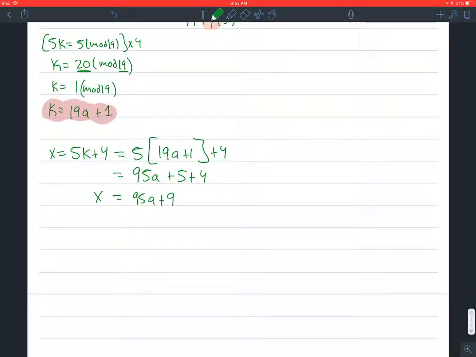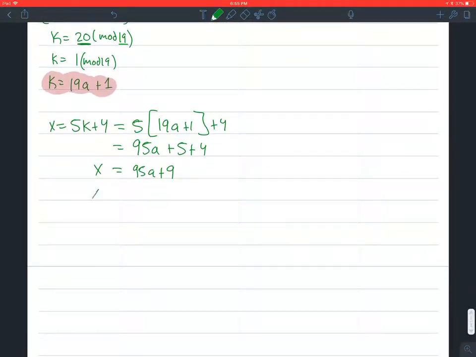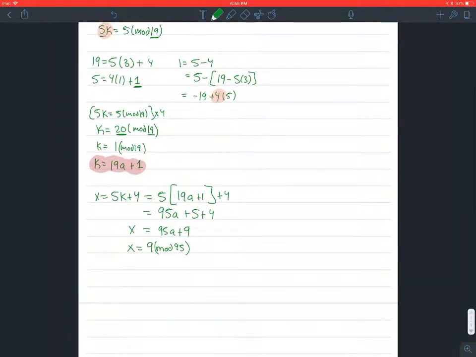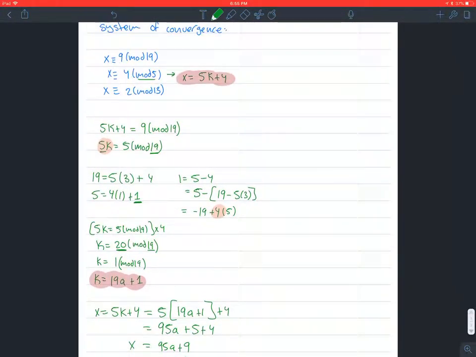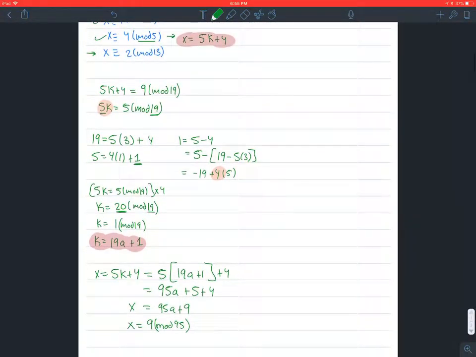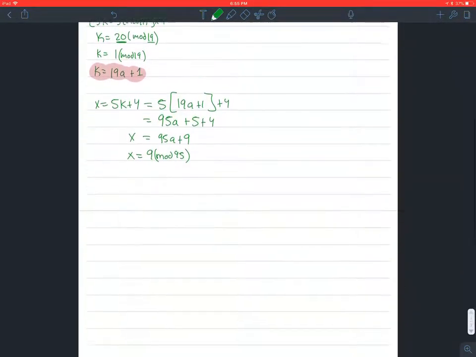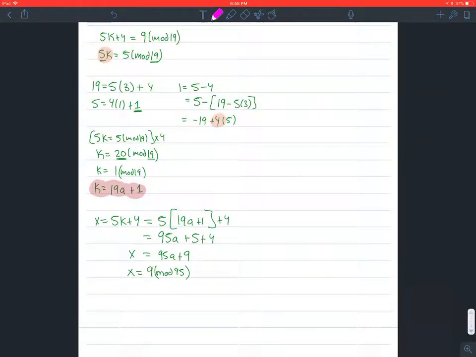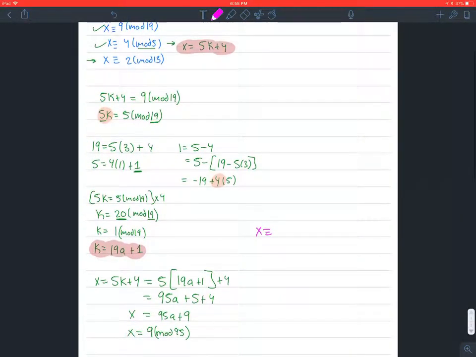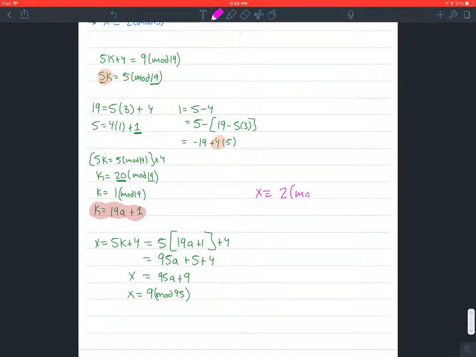Now I have this equation, and if you want to rewrite it, you can say x equals 9 mod 95. The reason why I do this is because I like to have, here I'll show you. So now we have left, so we used this equation and we used this equation. So all we have left now is this one. x is congruent to 2 mod 13. I use a different color for this next step. I'll do it right next to it. So x is congruent to 2 mod 13.